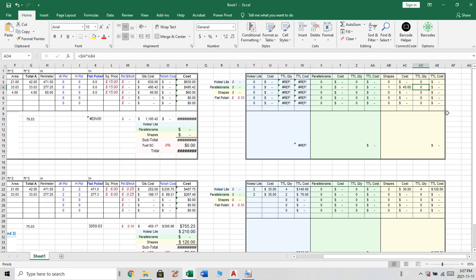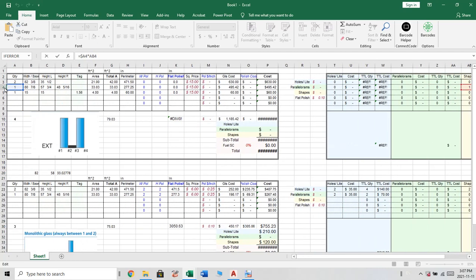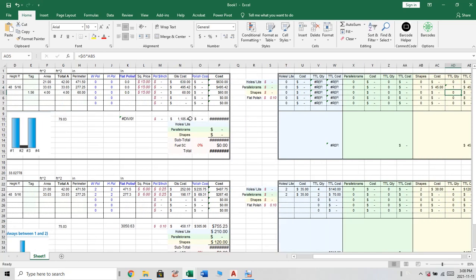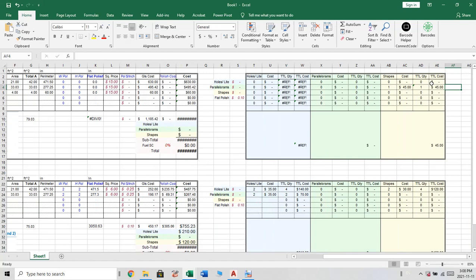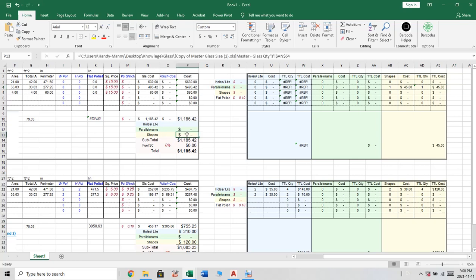So total quantities, because you have this shape per light, your total should be this one times total quantities. So then you get shape fee $45. So then your shape fee should be equal to this shape. So then you get total prices of this glass list.